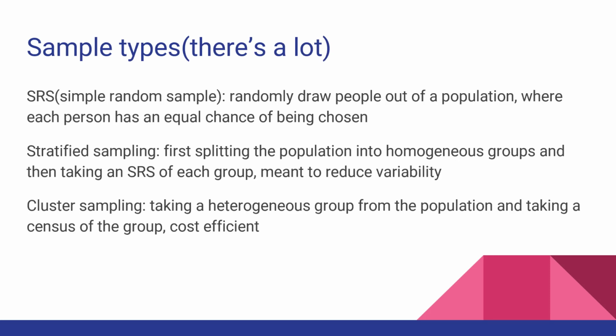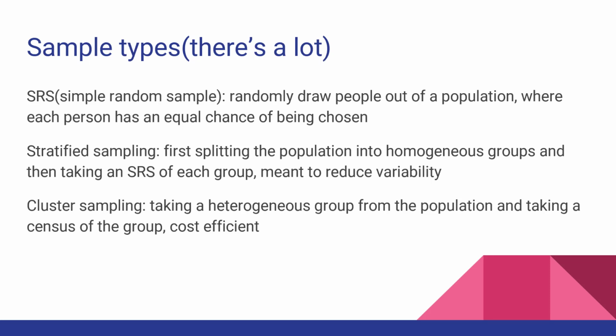These are the main 3 that you see the most. The first one is an SRS, so simple random sample. It's when you have a big population and then you sit and randomly draw people out of the population. So each person has an equal chance of being chosen. So this is when I go into a school and then I randomly pick 3 kids out of them to ask about their favorite food.